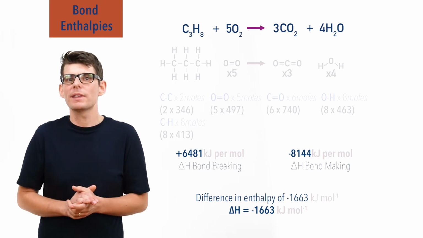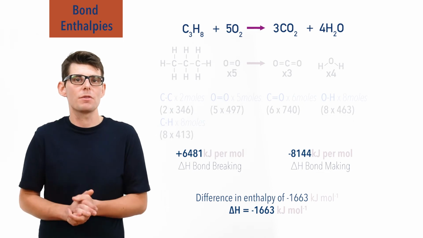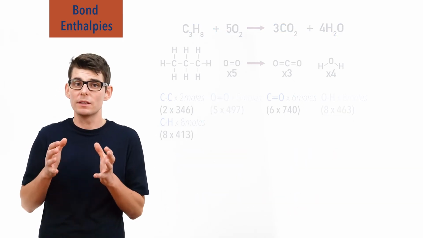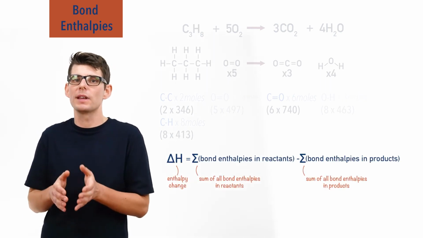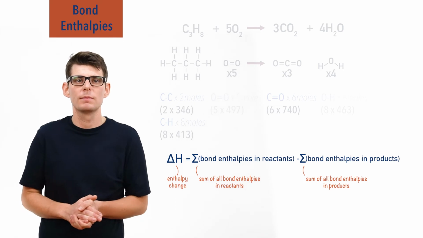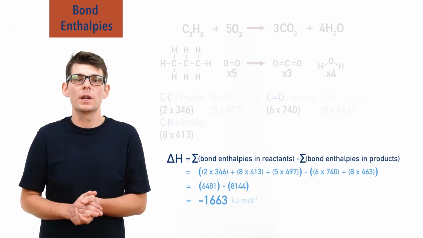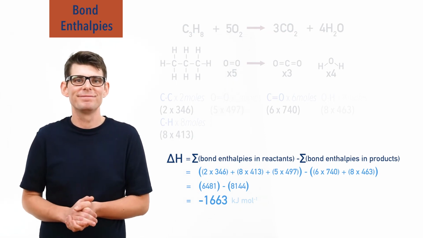If you're unsure about that last bit, please check out the video on enthalpy in the link given in the description below. To find this enthalpy change of the reaction, we can take the sum of bond enthalpies in the reactants and subtract the sum of bond enthalpies in the products. Sum of just means all added together, and we show this in a formula with the symbol uppercase sigma, a bit like a strange E.